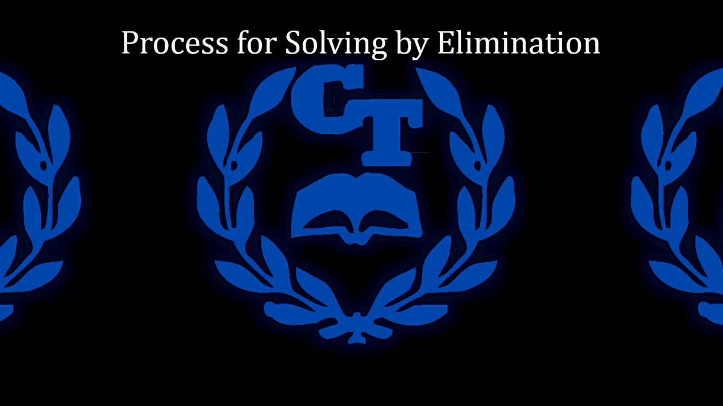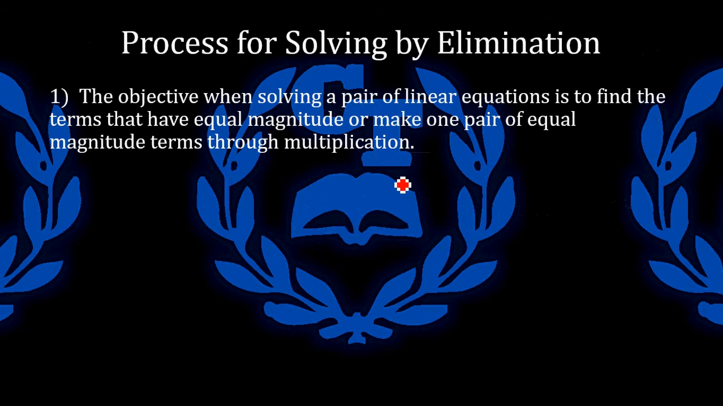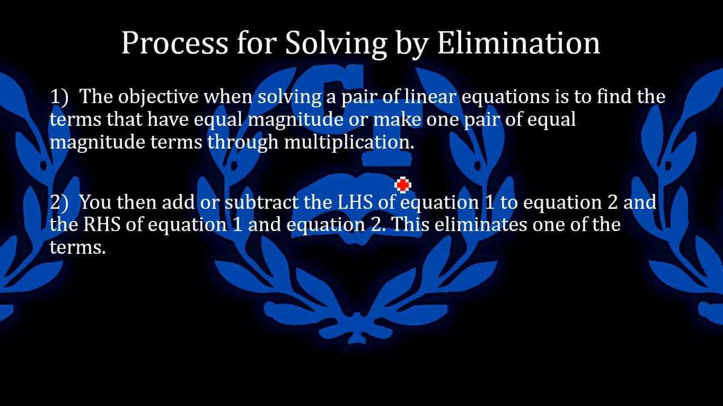So the process for solving elimination, the first one is, the objective when solving a pair of linear equations is to find the terms that have equal magnitude, or make one pair of equal magnitudes through multiplication. Next, you add or subtract the left hand side of equation 1 to equation 2, and the right hand side of equation 1 and equation 2. This eliminates one of the terms.